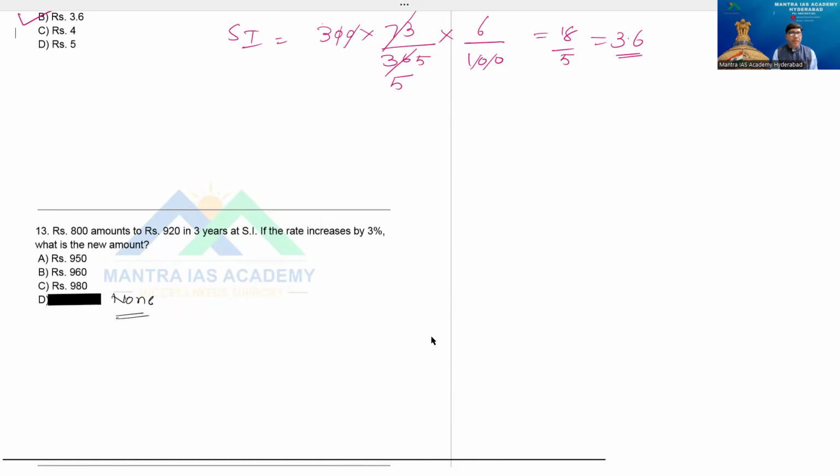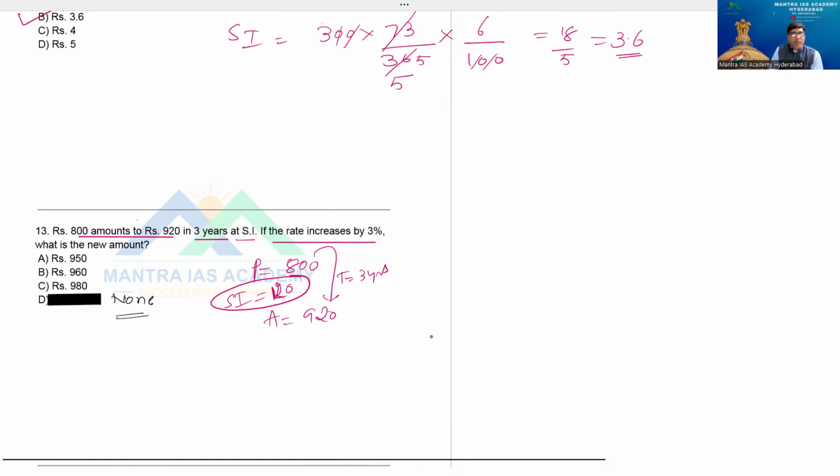So come to the 13th question here. Rupees 800 amounts to rupees 920 in 3 years at simple interest. If the rate of interest is increased by 3%, what is the new amount, Baba? First of all, focus on this. He gave us the principal as this much, and 920 in 3 years in the first case. So the principal is, imagine, 800 and the amount is 920. Therefore, what is the SI here? Simple interest is equal to 120 rupees, in a gap of 3 years.